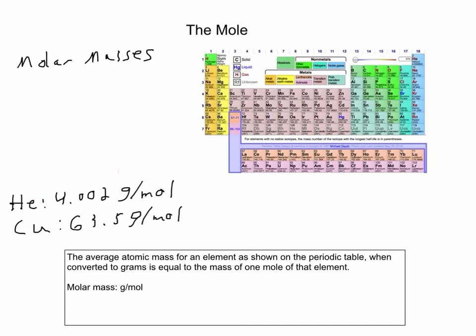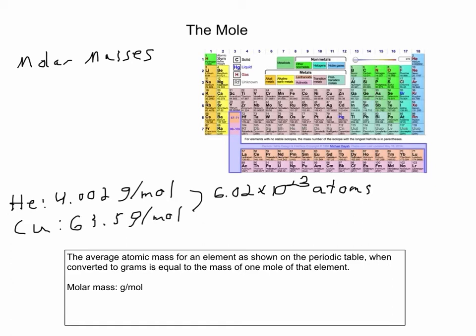Well, why are these so different? Both of these represent the same number of particles. Both of these are 6.02 times 10 to the 23rd atoms for each element. So they represent the same number of particles, same number of atoms. Why are they so different? Well, the size of the atom is very different. Helium has an atomic number of 2. It has 2 protons and 2 neutrons normally. Copper has an atomic number of 29. It has 29 protons and 34 neutrons. It's a much bigger atom.